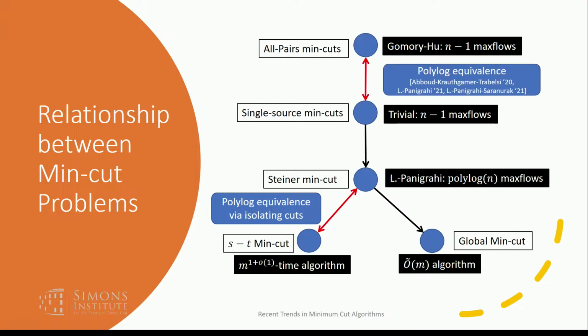A recent work in this area showed the following equivalence: all pairs min cut is actually equivalent up to polylog factors to single source min cut. In other words, to improve on all pairs min cut, it suffices to improve on single source min cut. At this point, note that there are two classes of problems here. The first class all require a linear number of max flows, and the second class all require polylog max flows. And of course, there's also a result here that requires no max flows.